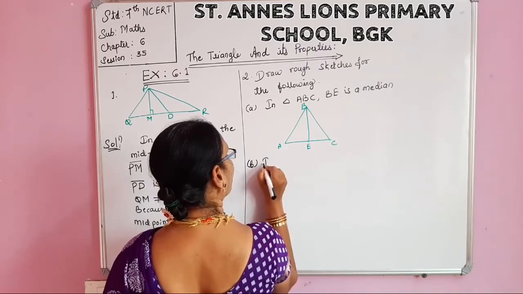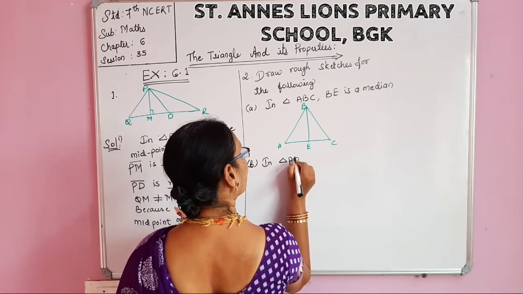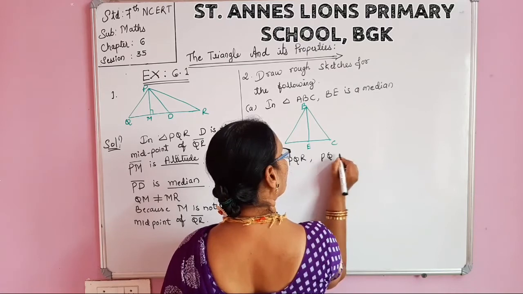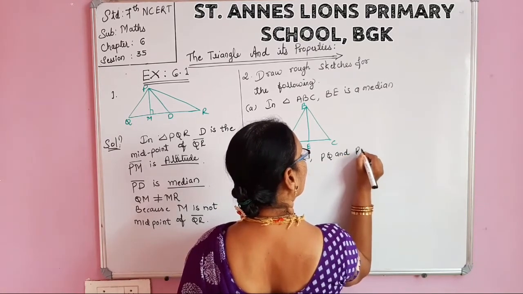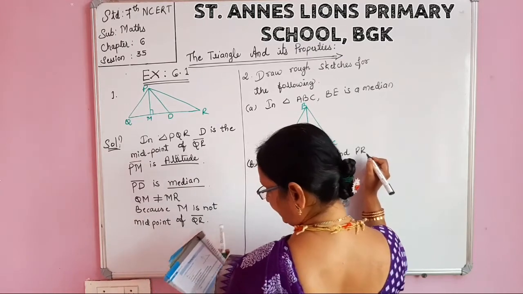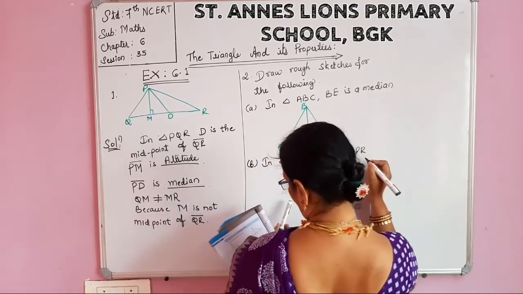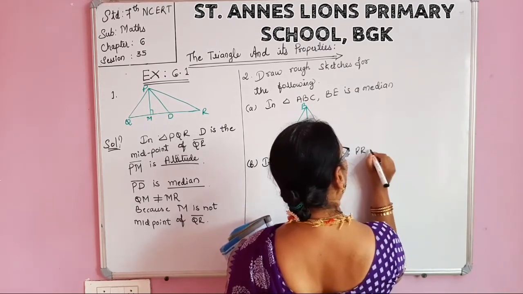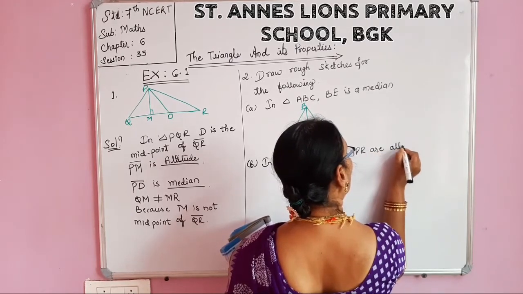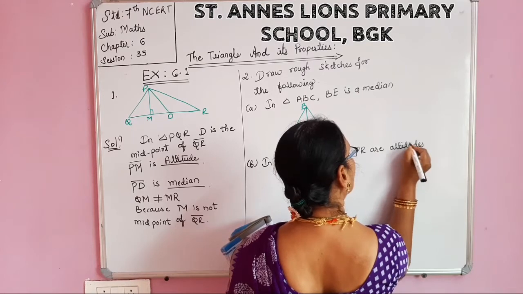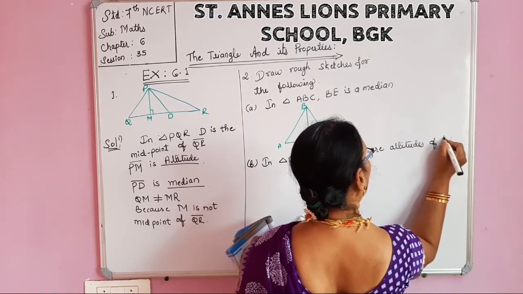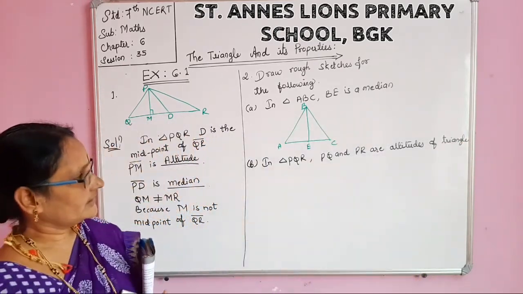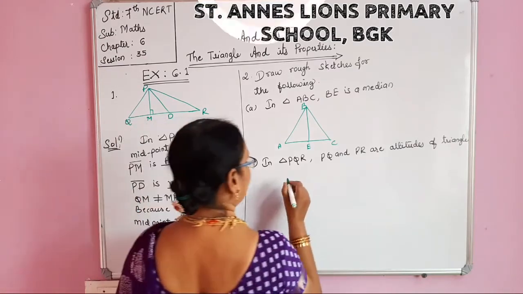In triangle PQR, PQ and PR are altitudes of the triangle. So, how to draw this in triangle PQR?